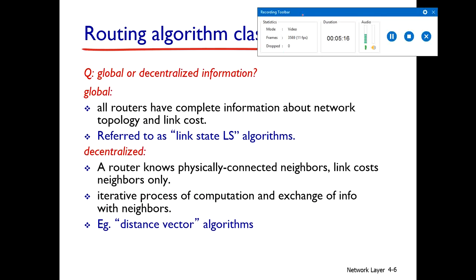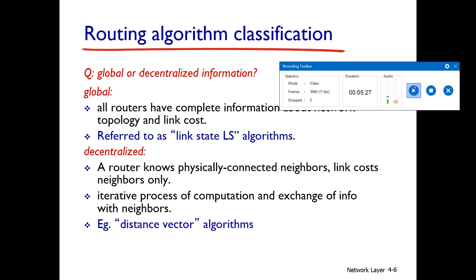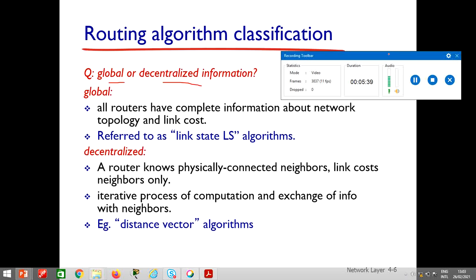Alright, now classification of the routing algorithms. Routing algorithms can be divided into two categories. We can have global routing algorithm or decentralized information. So what is a global routing?